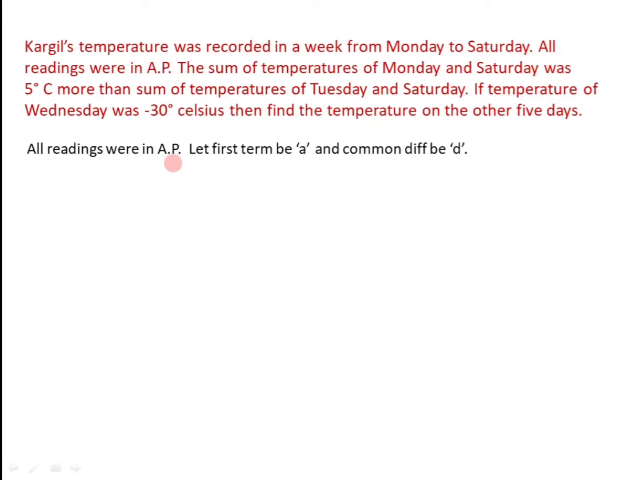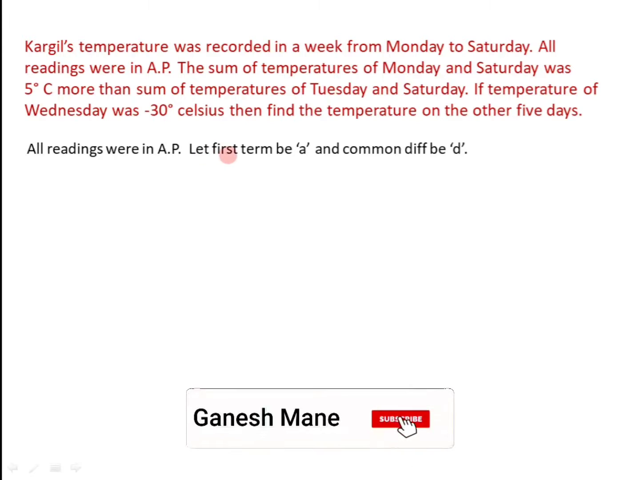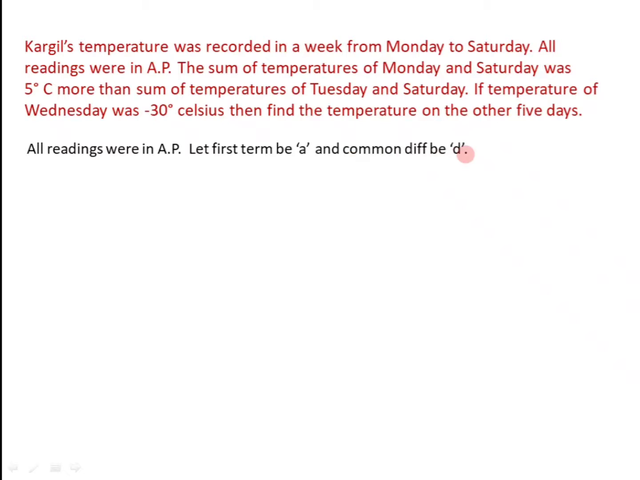So as all readings are in AP, for that AP, let A be the first term and D be the common difference. Now let us consider 6 days from Monday to Saturday. This is an AP which has the first term A. That means the temperature on Monday would be the first term of the given AP, and the first term we have supposed to be A.